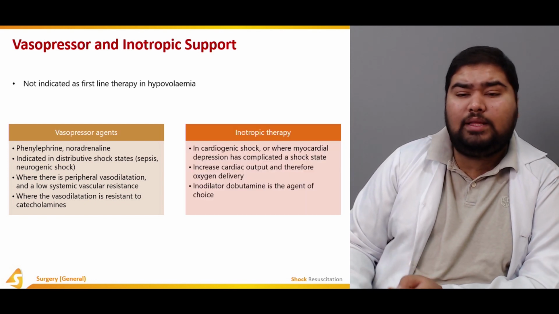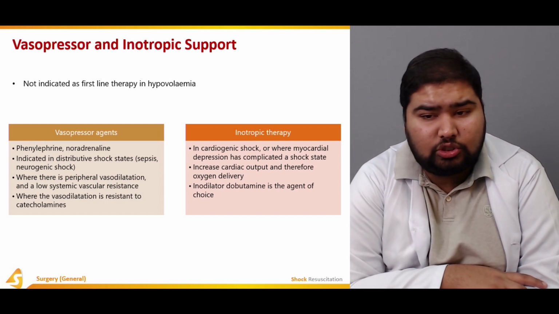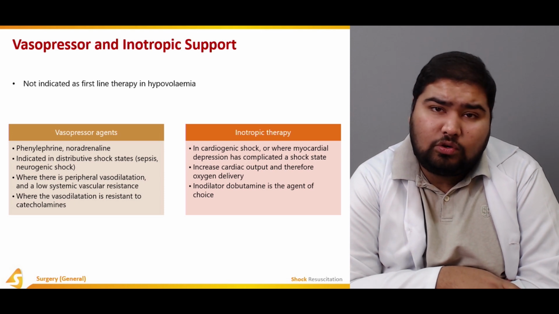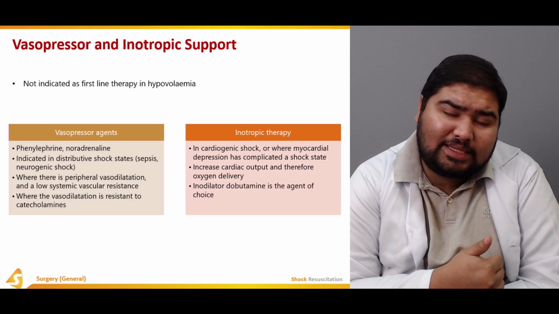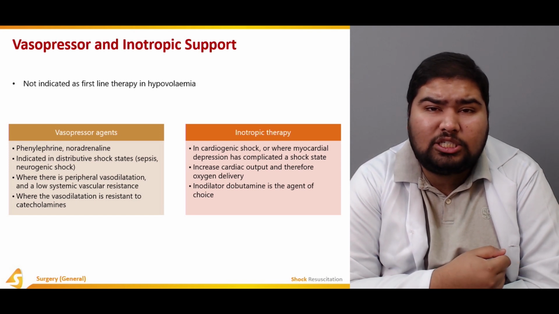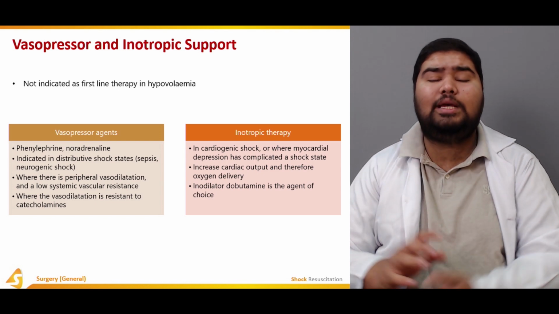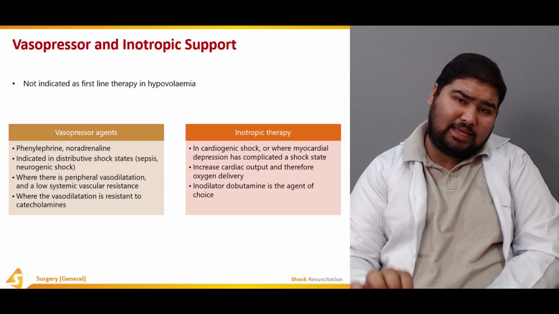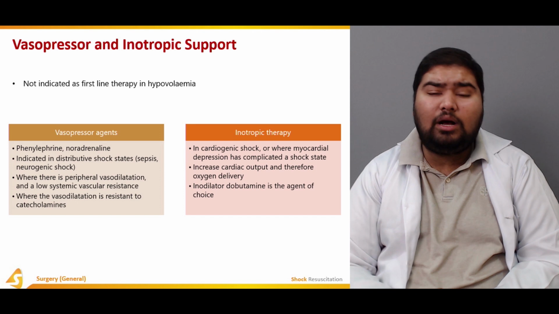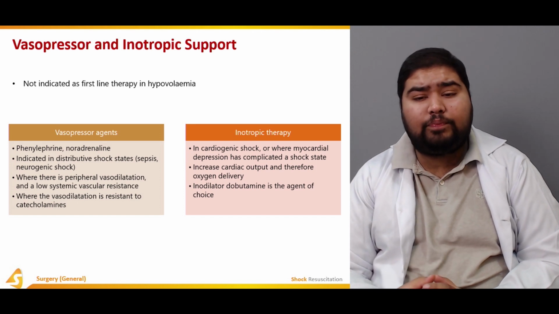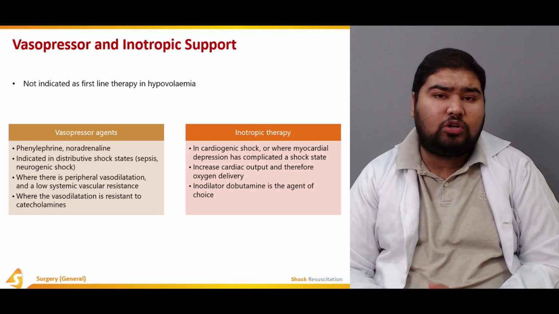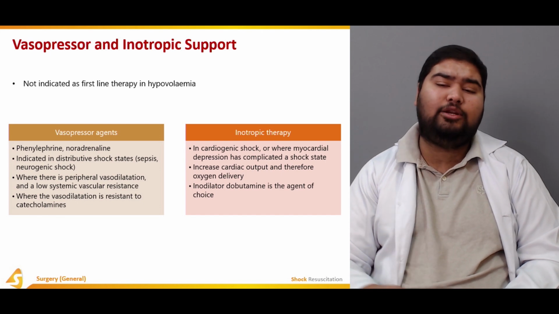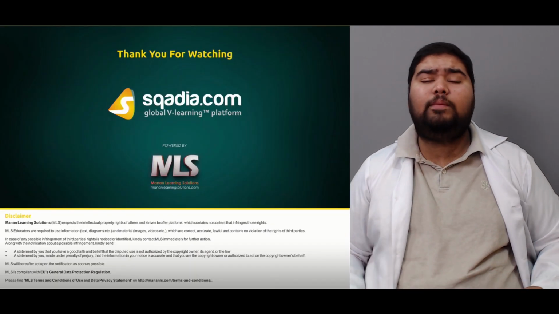Now, the inotropic therapy is used in cardiogenic shock, or where myocardial depression has complicated a shock state. So, two conditions, cardiogenic shock itself or myocardial depression. In these conditions, the inotropic agents are used. There's increase in the cardiac output and therefore oxygen delivery. These inotropic agents cause an increase in cardiac output and an increase in the oxygen delivery to the cells. Now, dobutamine is the agent of choice. So dobutamine is the agent of choice as the inotropic therapy. So this was all about this section.